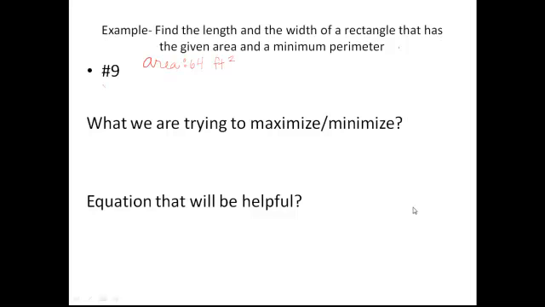The first thing that I want to point out is the thing that we are trying to minimize. And what are we trying to minimize? The perimeter. Okay, so I'm going to say perim. And an area equation may be helpful to us. There are two things that they give us, so there's probably useful information in the area that they gave us.